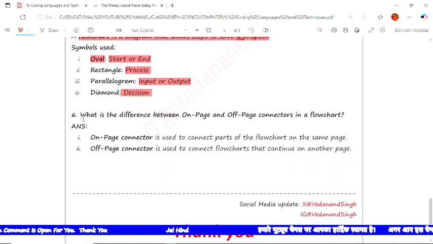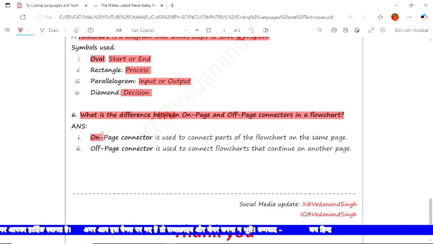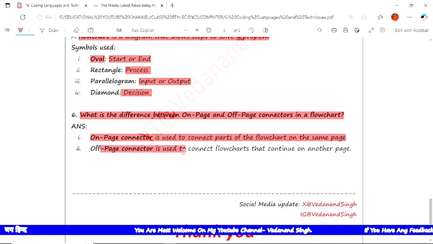The next question is what is the difference between on page and off page connector in a flowchart? The answer is on page connector is used to connect the parts of a flowchart on the same page, whereas off page is used to connect the flowchart that continues on another page.